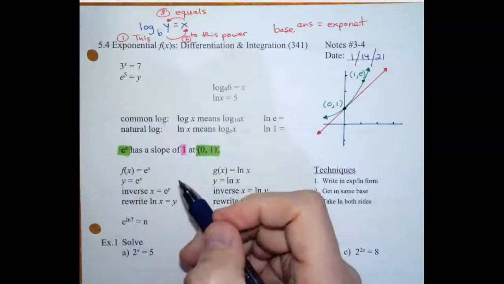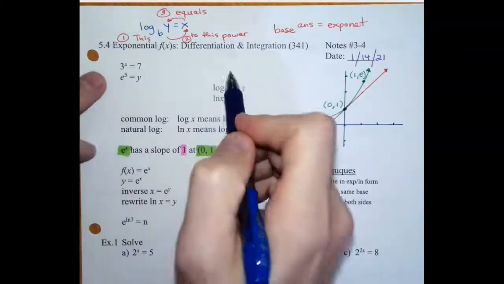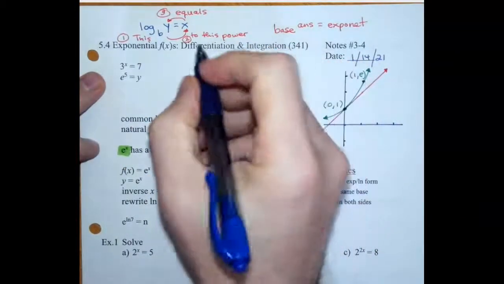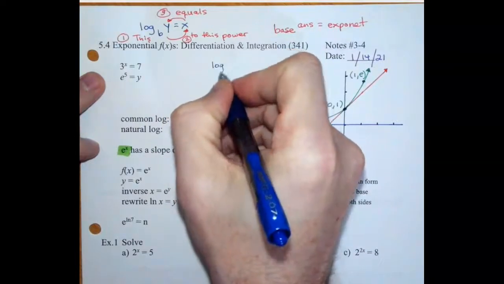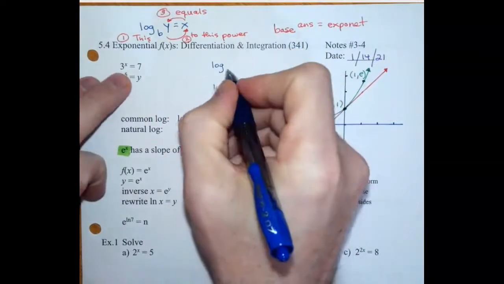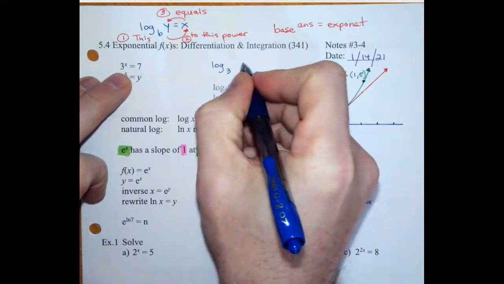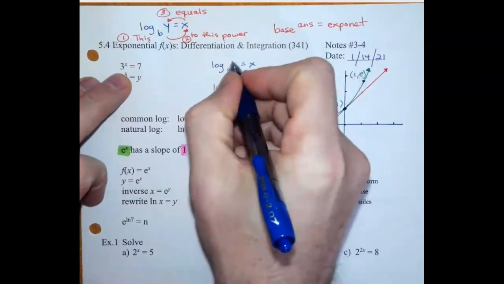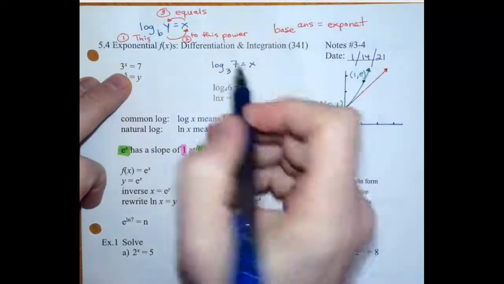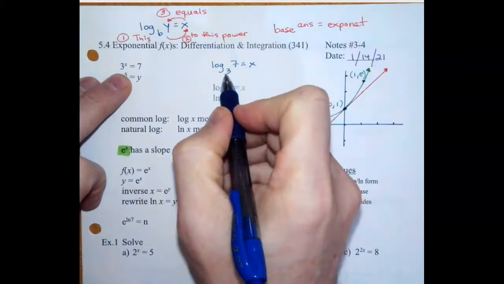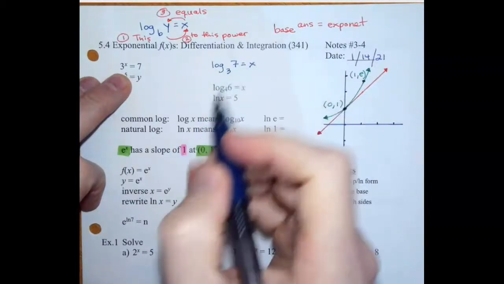So we want to be able to go back and forth between exponential and logarithmic because that'll help us. So log, and then I have this to this power equals that. Or if you want to think about it the other way, the base, the answer, and the exponent.